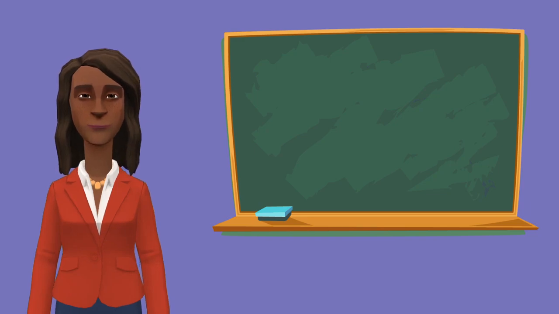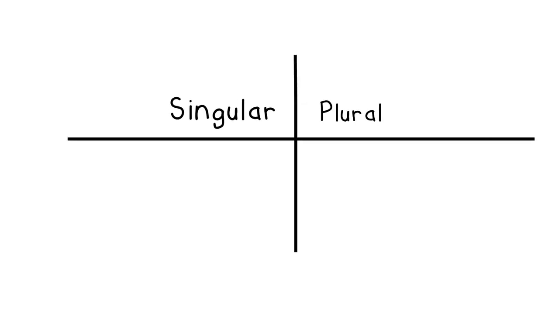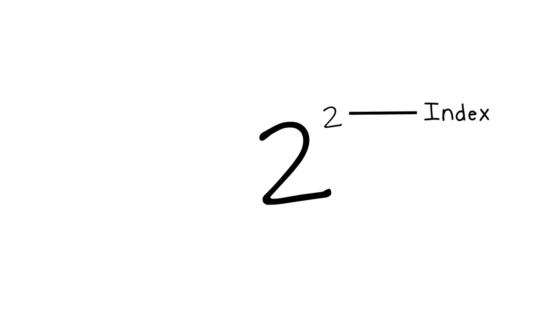Let's learn about operations. The word index is a singular form of indices. The index of a number tells you how many times to use a number in a multiplication. It is written as a small number to the right and above. The number to the left and below is called the base.